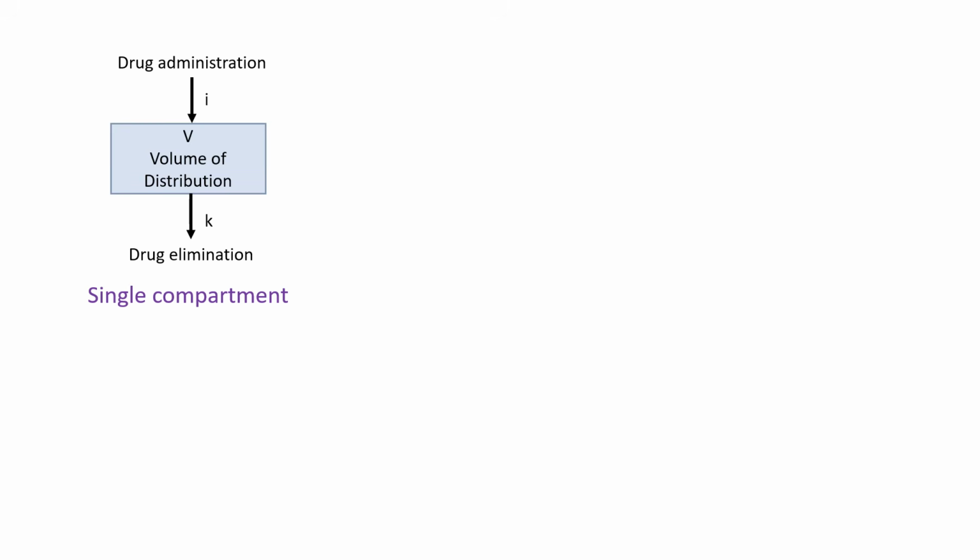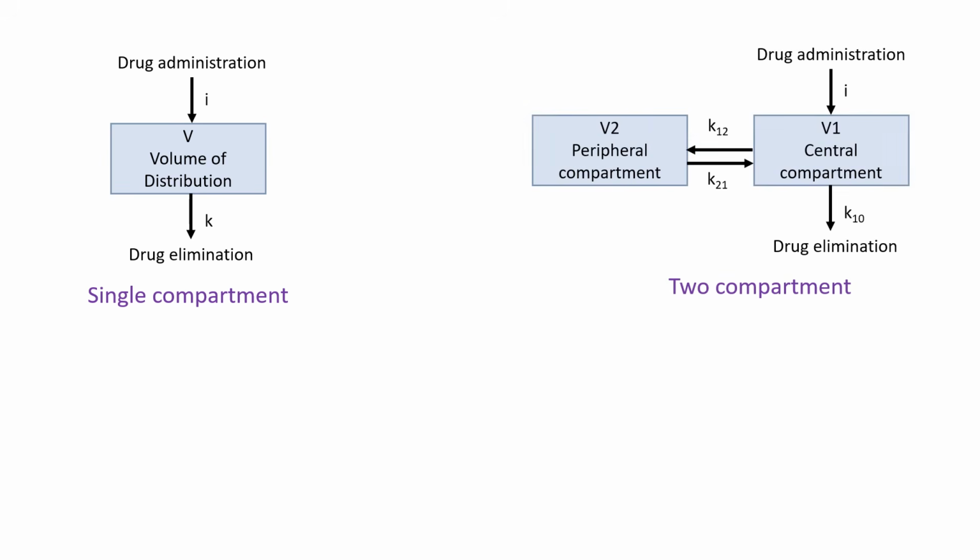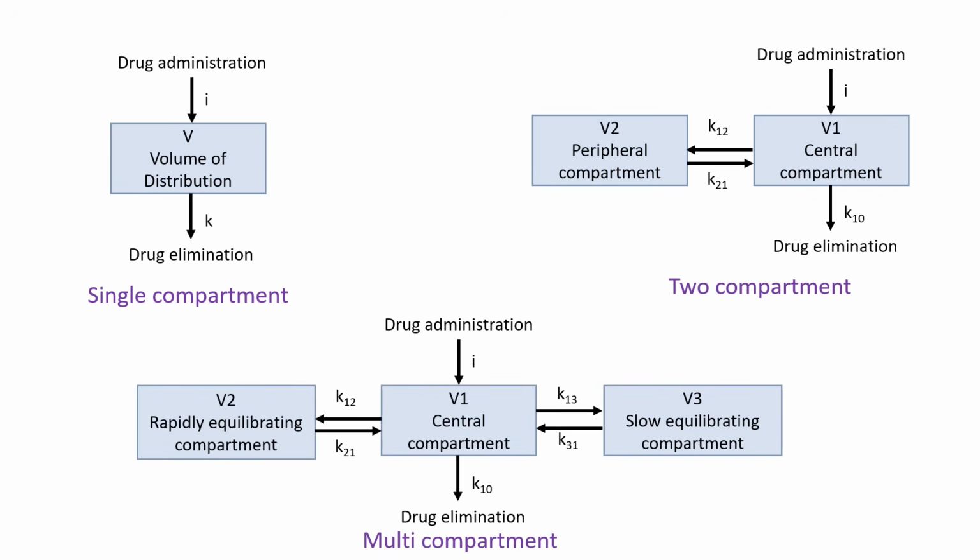We have single compartment model where we assume our body as one big container where the drug distributes uniformly. Then there is two compartment model where the body is divided into central and peripheral compartments. Finally, the multi-compartment model assumes that there are more than two compartments, that is central, rapidly equilibrating and slowly equilibrating peripheral compartments. We will look into them one by one.